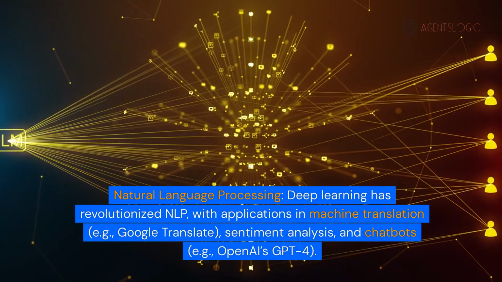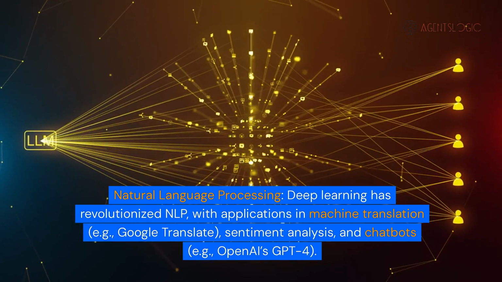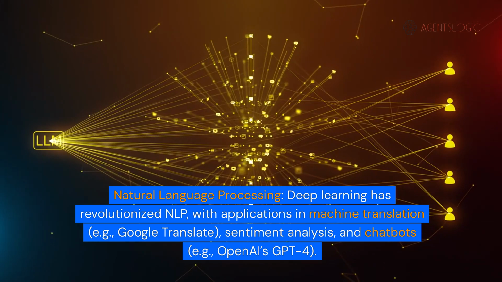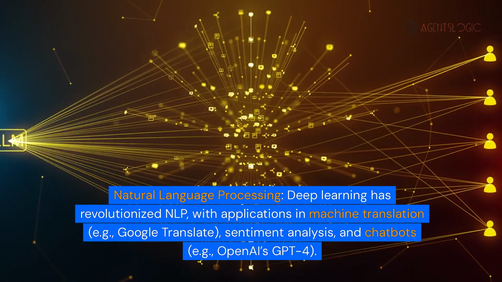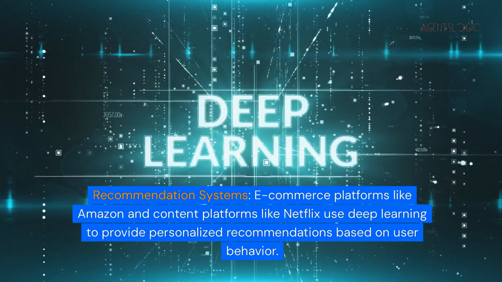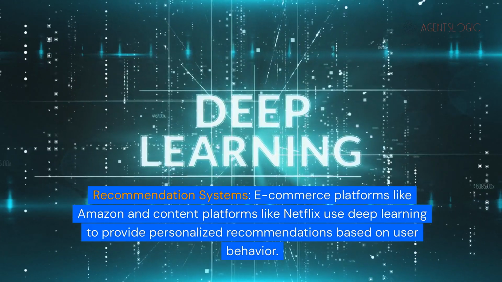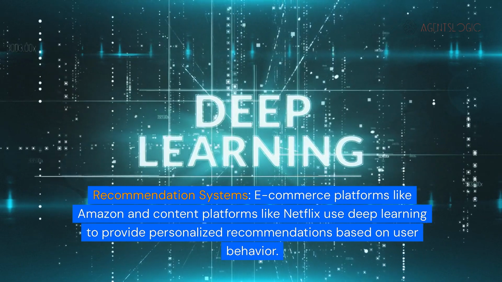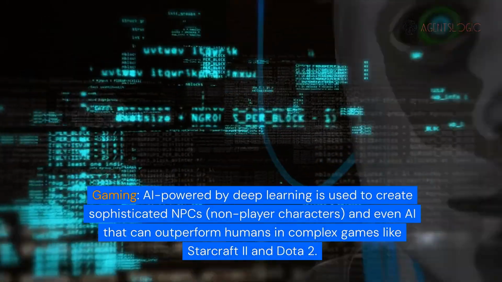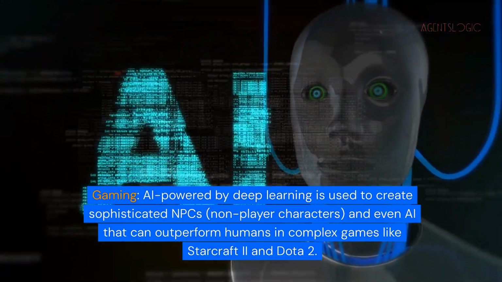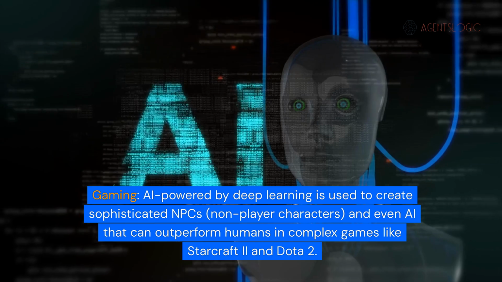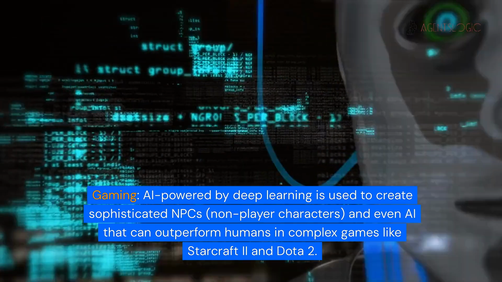Natural language processing. Deep learning has revolutionized NLP with applications in machine translation, e.g., Google Translate, sentiment analysis, and chatbots, e.g., OpenAI's GPT-4. Recommendation systems. E-commerce platforms like Amazon and content platforms like Netflix use deep learning to provide personalized recommendations based on user behavior. Gaming. AI powered by deep learning is used to create sophisticated NPCs, non-player characters, and even AI that can outperform humans in complex games like StarCraft 2 and Dota 2.